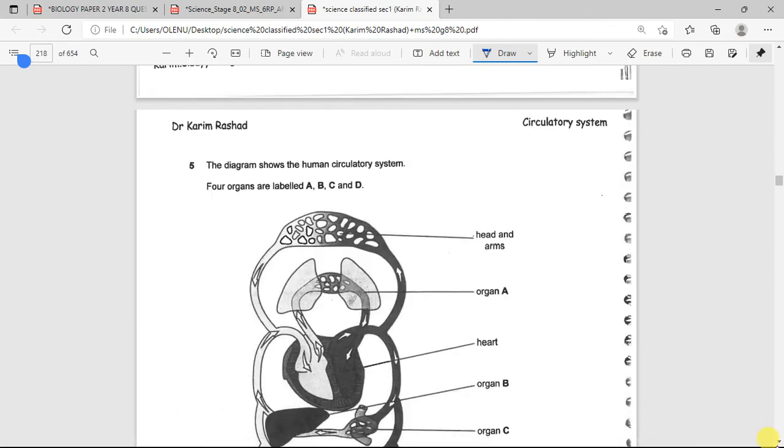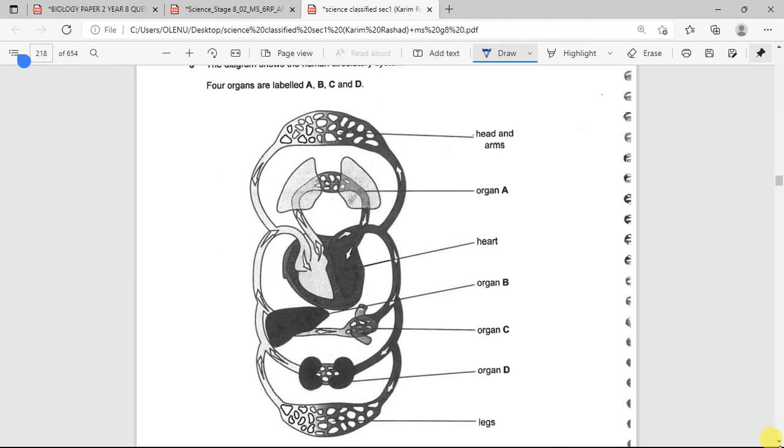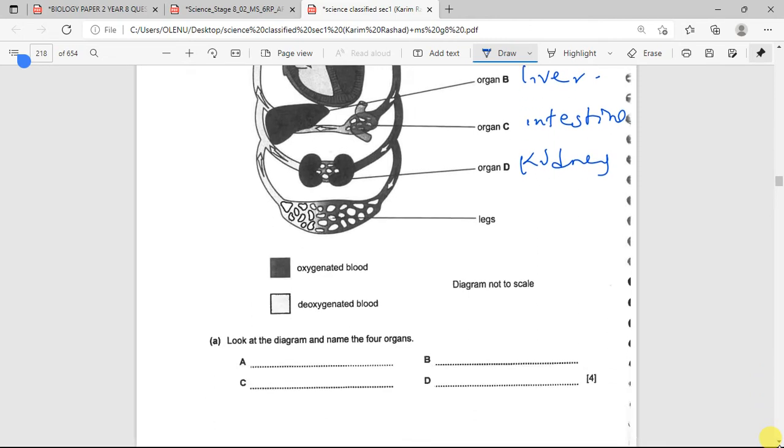Now the diagram shows the human circulatory system. Four organs are labeled A, B, C, and D. Organ A here is the lungs. Organ B is the liver. C is the intestine. D is your kidney. So let's see which question will be asked. Now they say name A. A is the lungs. B is the liver. C is your intestine. And D is kidney.